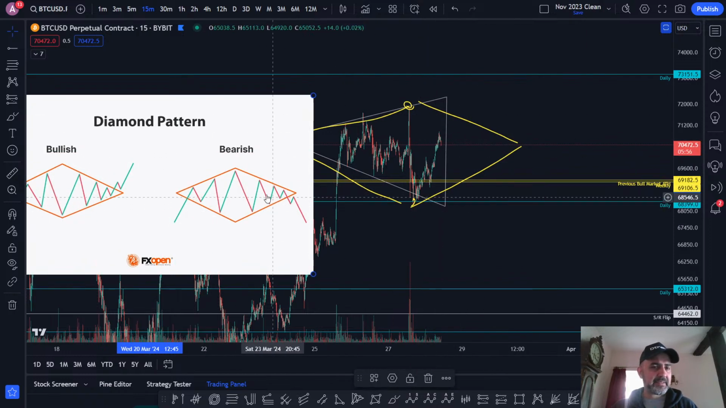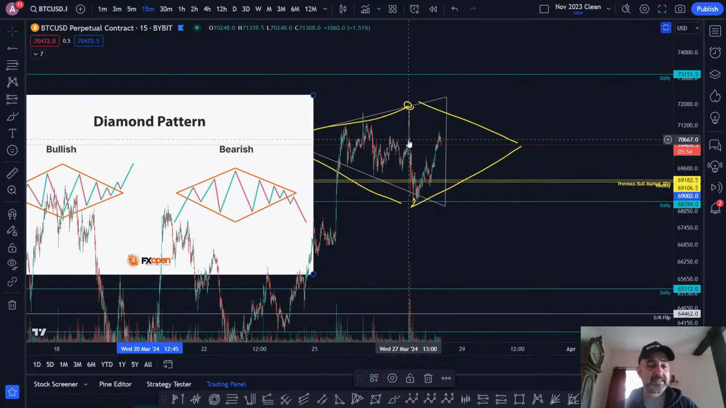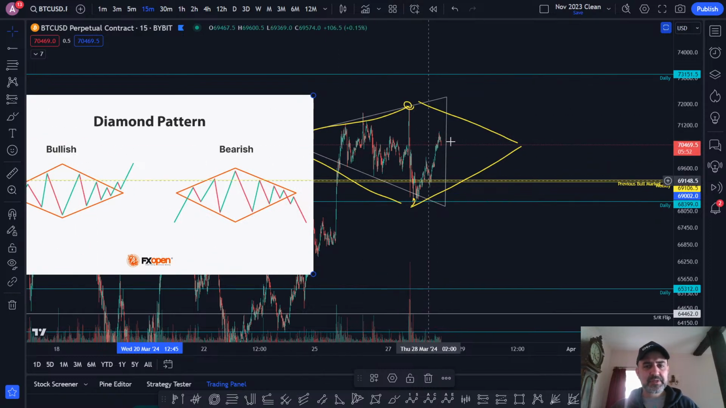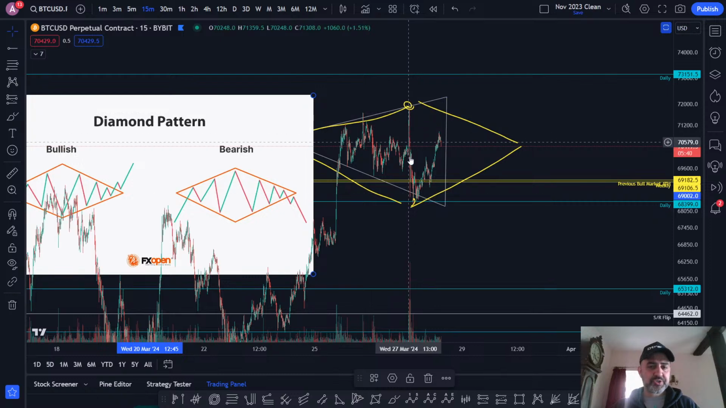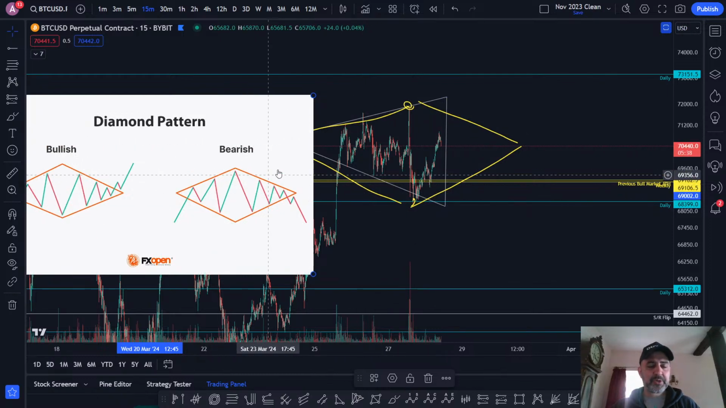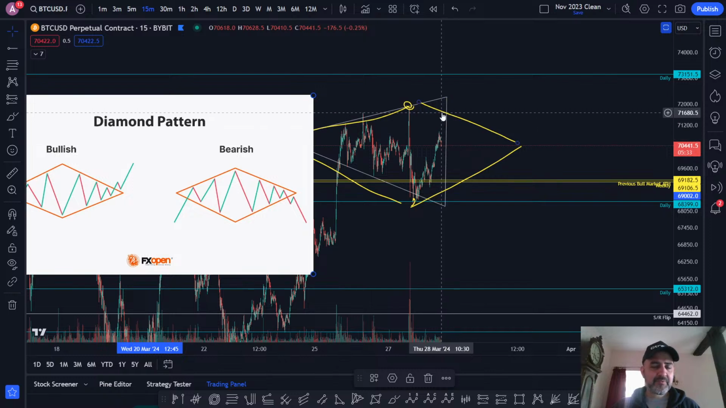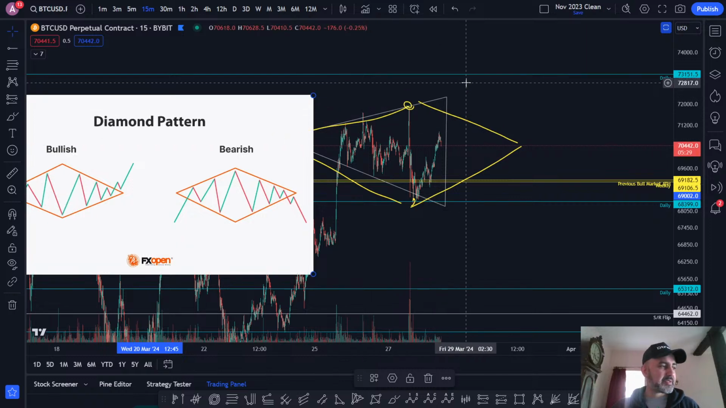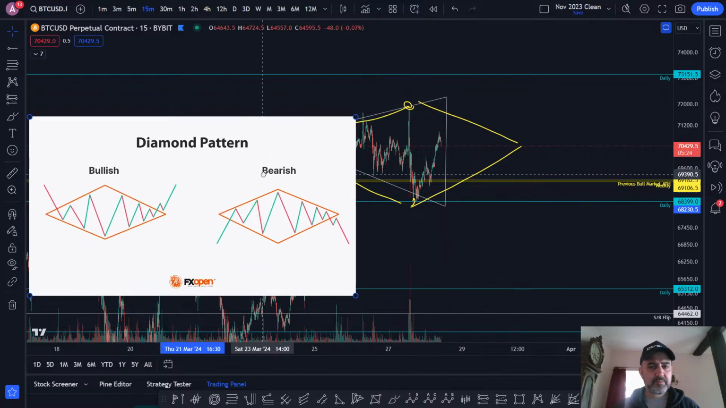A diamond pattern is a reversal pattern. It's not a continuation pattern. A megaphone is a continuation pattern. Right now, we don't know what we have. We're not sure. You can't tell, because we've only just put in our midpoint. We'll know as we approach the highs here whether we make a lower high or whether we go up to squeeze. If we go up to squeeze, then we're probably looking at a megaphone.